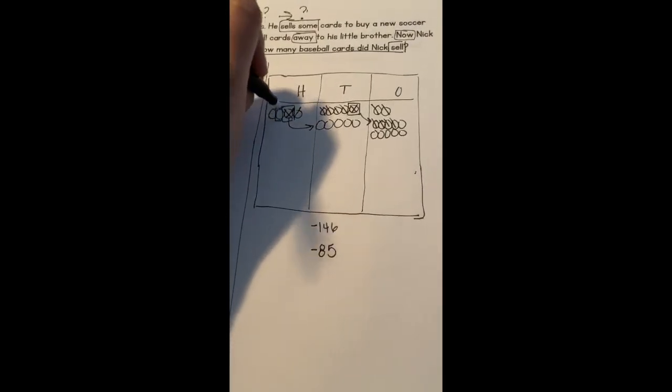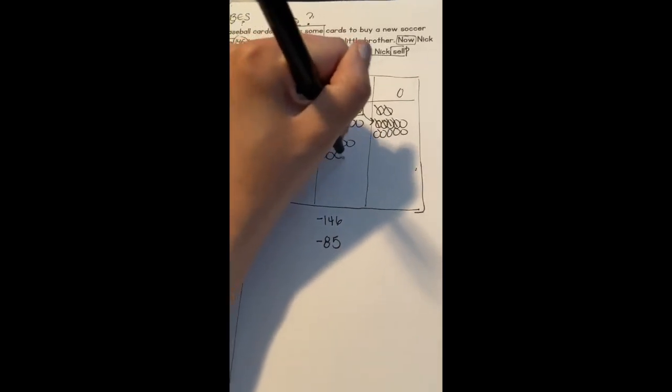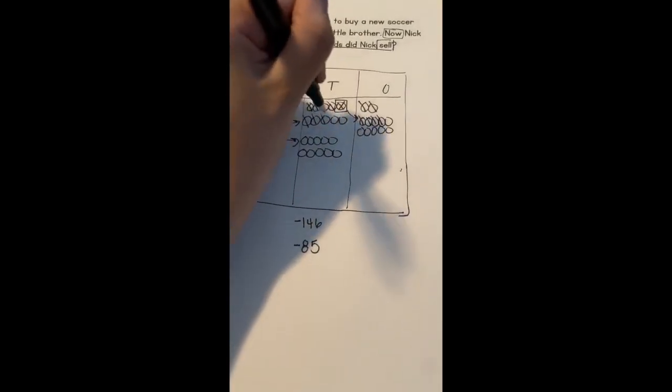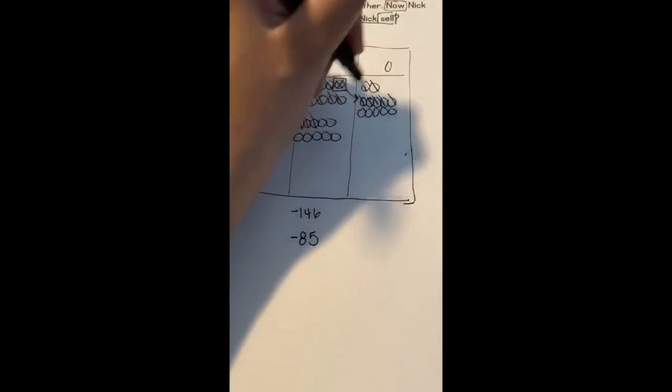So I'm going to take another 100, scoot this over here. 1, 2, 3, 4, 5, 6, 7, 8, 9, 10. Now I can take away 8 of them. 1, 2, 3, 4, 5, 6, 7, 8. Boom. Now I need to take 5 ones away. I do have enough. 1, 2, 3, 4, 5.